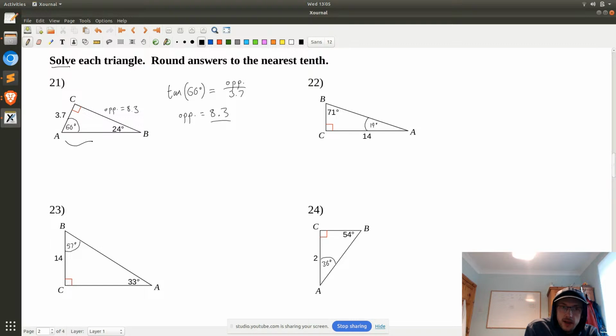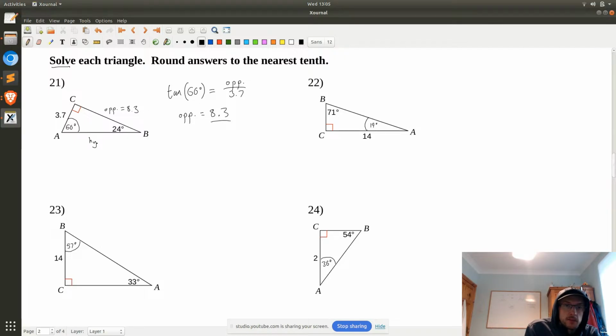Now I can get this side just using the Pythagorean theorem, right? And just feed in 3.7 and 8.3. Wrong. Don't do that, because this is an approximation. And you're betting that you did that 100% correctly. Maybe you did, maybe you didn't. It's actually better to see if you can get it using the information you were given in the first place.